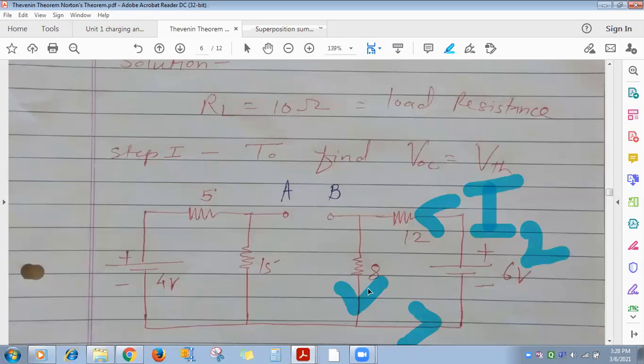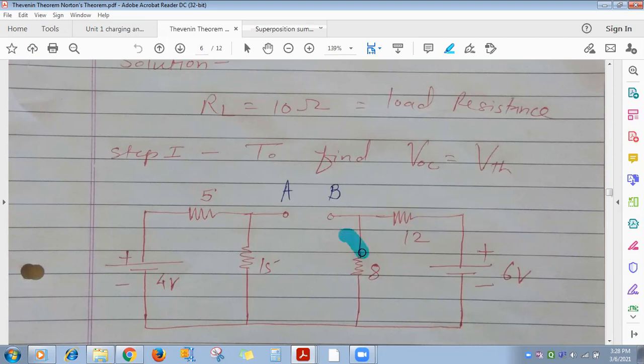12 and 8, how are they connected? Series. Means total resistance will be 12 plus 8. What is the voltage? 6 volt. So 6 divided by 20 will be the value of I2. Now I1 is flowing downwards, I2 also flowing downwards. So you can mark the polarity, find out the values of I1, I2 and apply KVL. So solve, everyone.